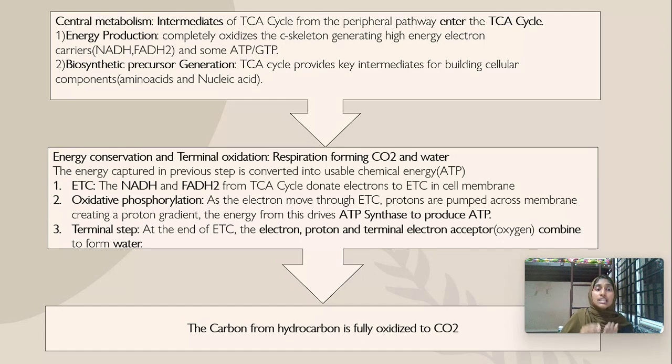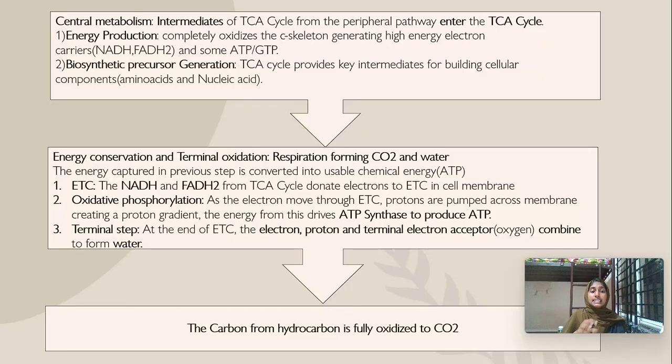In energy production, the completely oxidized carbon skeleton from the pollutants generates high energy electron carriers such as NADH, FADH2, and ATP or GTP. In biosynthetic precursor generation, the TCA cycle provides key intermediates for building cellular components such as amino acids and nucleic acids. And the final part is where the high energy electron carriers formed in the central metabolism TCA cycle are converted into usable chemical energy, that is ATP.